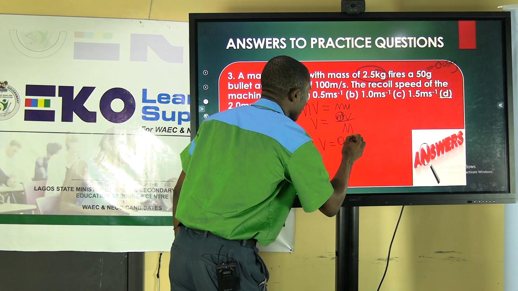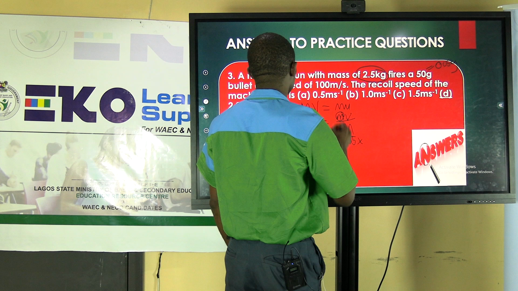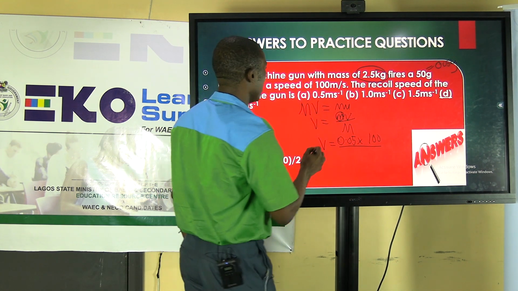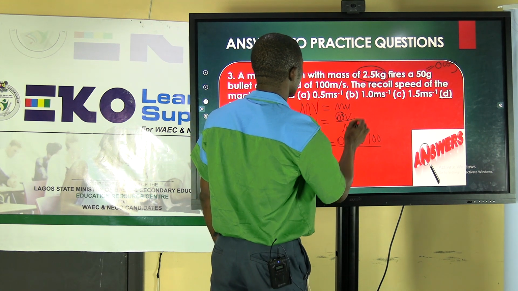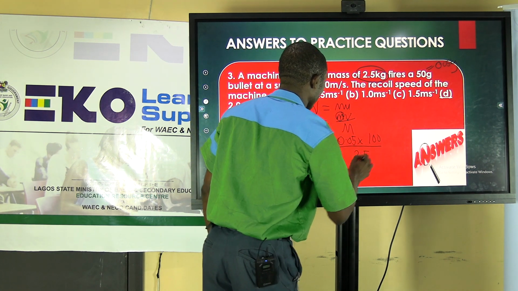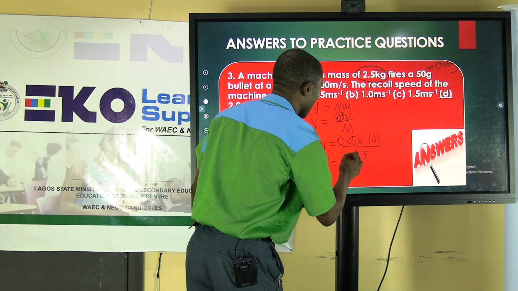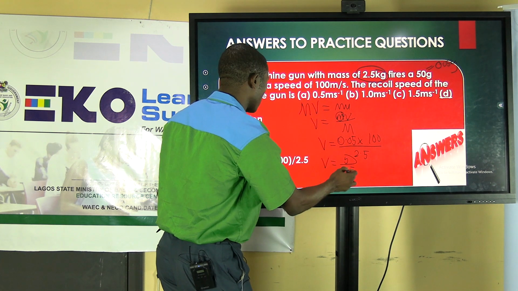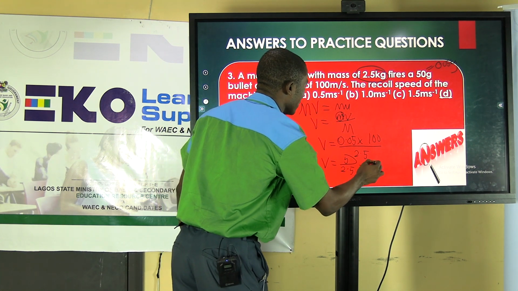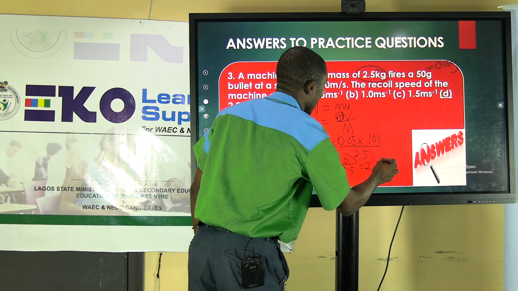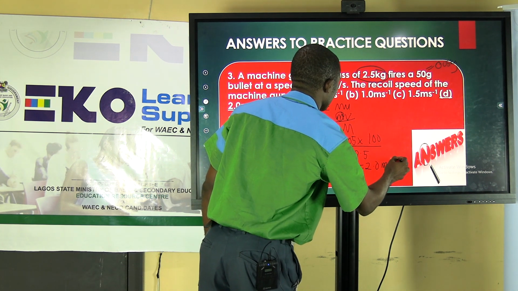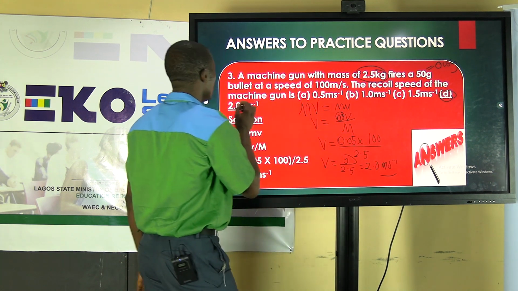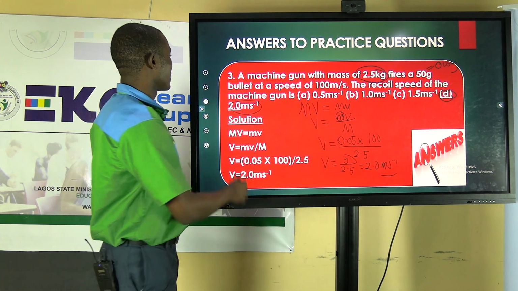So that is 0.05 times velocity of the bullet, which is given as 100, over mass of the gun, that's 2.5. So when you multiply this, you're going to have 5 over 2.5. 5 divided by 2.5 will give you 2.0. That will be meters per second. So the correct option here is option D, which is 2.0 meters per second.